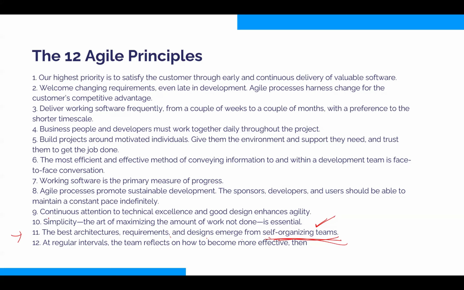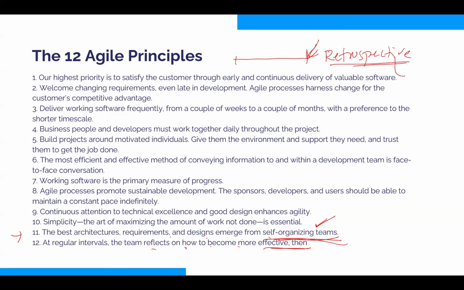The last principle: at regular intervals, the team reflects on how to become more effective. So the last one means there is an event that we will perform at the end of every iteration. The name of that event is retrospective. I'll tell you more about this event later, but for now, a little bit high level. In simple language, retrospective is a lessons learned exercise. In the retrospective, the team is going to identify what's working for us, what is not working, what lessons have we learned. It's a lessons learned exercise, very clear.